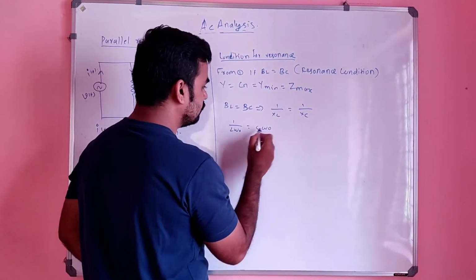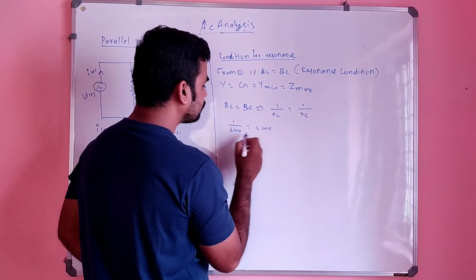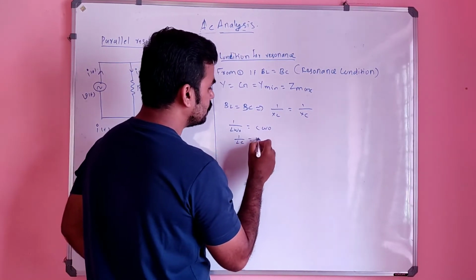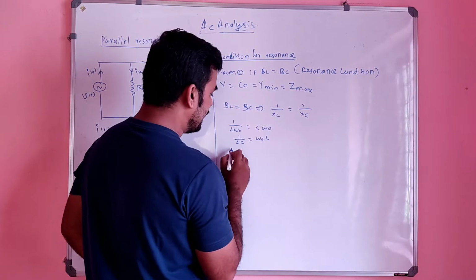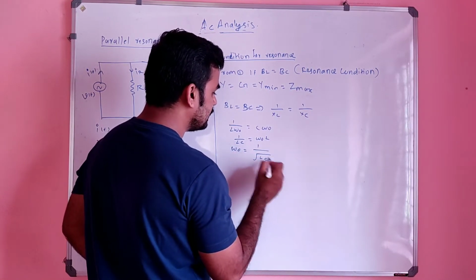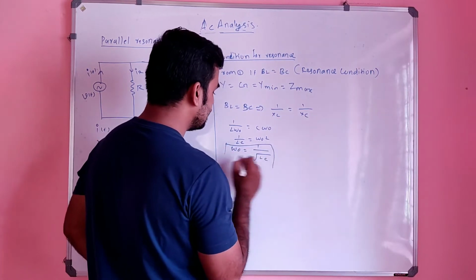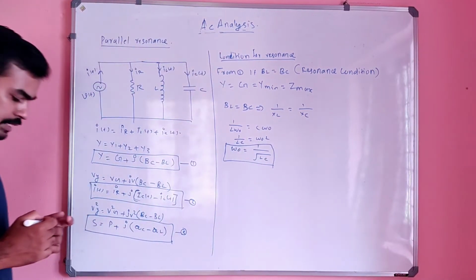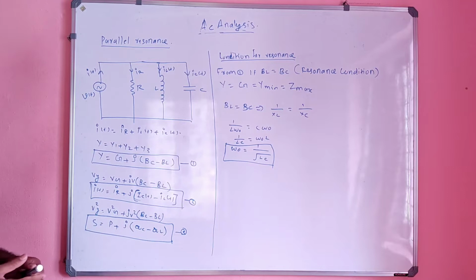Or I can write 1 by LC is equal to omega 0 square, or I can write omega 0 is equal to 1 by root LC. Is it correct? So this is the condition for the resonance frequency. Omega 0 equal to 1 by root LC.